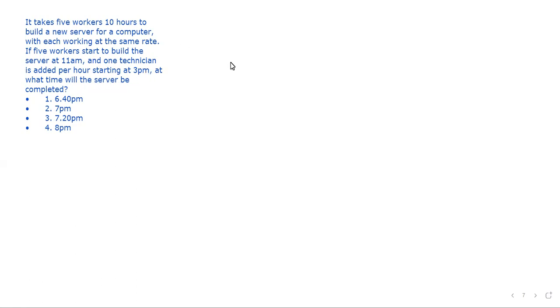So if I assume that one worker per hour does 1 unit of work, then the total work is basically the work done by those 5 workers in 10 hours. So that's 50 units.